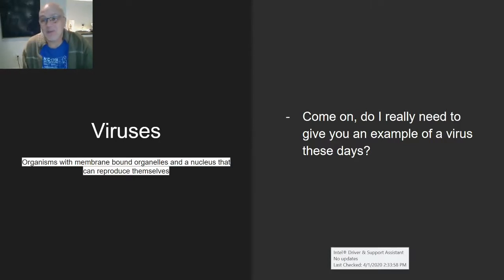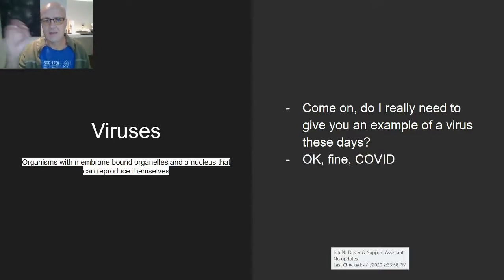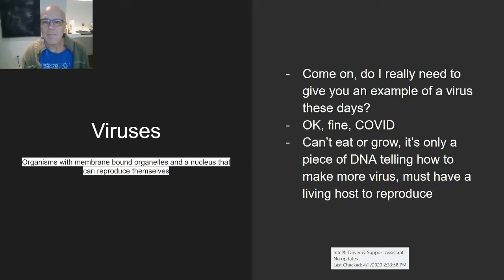Now, you've looked over here. Do I really need to give you an example of a virus these days? Do I? Okay, fine. COVID. There's an example of a virus. They can't eat or grow. It's only a piece of DNA telling how to make more virus. Must have a living host to reproduce. So viruses have to infect something.